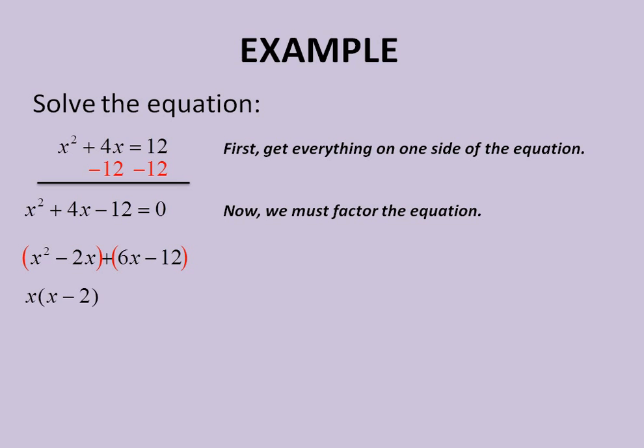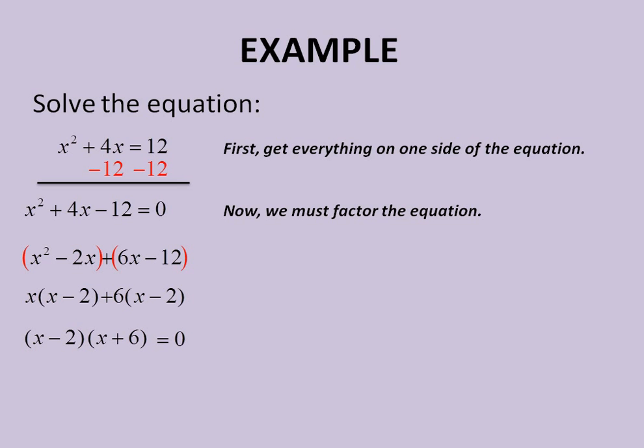Out of the first group, we can take an x squared, or excuse me, an x, and that would leave us with x times x minus 2. Out of the second group, we can take a 6, which would leave us with 6 times x minus 2. And of course, now we can see that that's going to factor into x minus 2 times x plus 6. And it's still equal to 0 like we had.